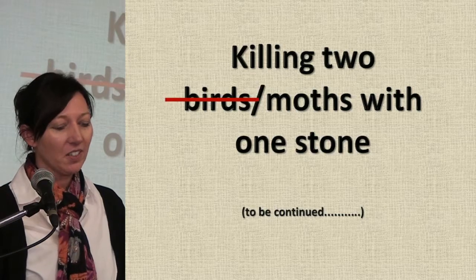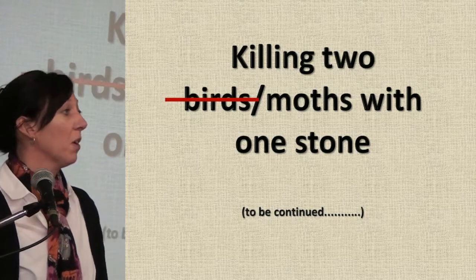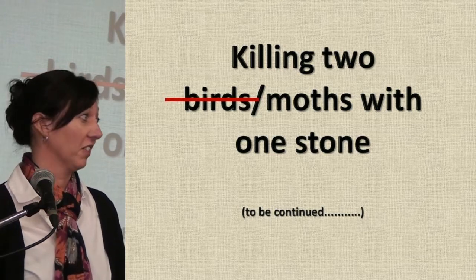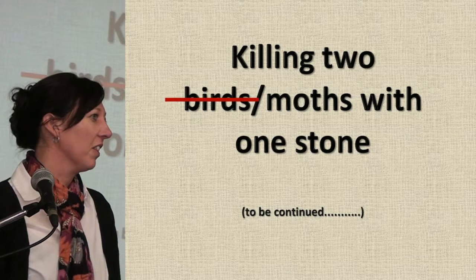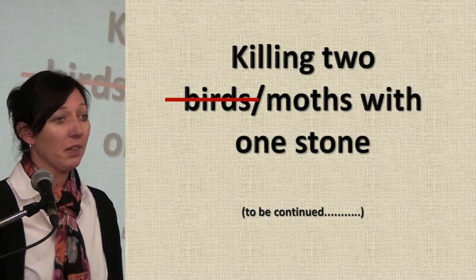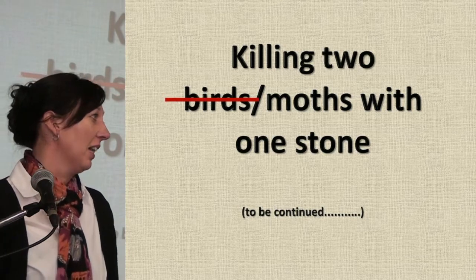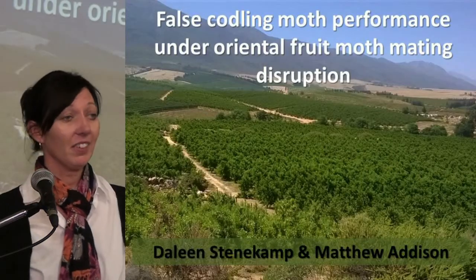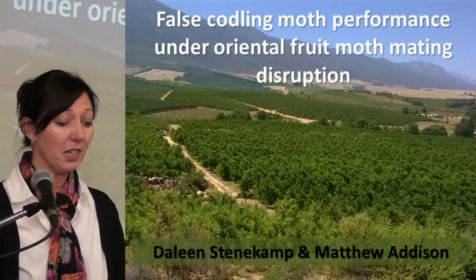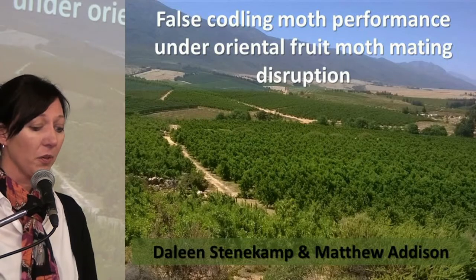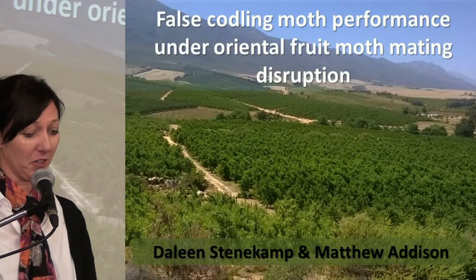Killing two birds, or in this case, two moth species with one stone. Why do we want to do that? Because it's cheaper and it's easier. But life is not always easy. So this is the project on false codling moth performance under oriental fruit moth mating disruption.